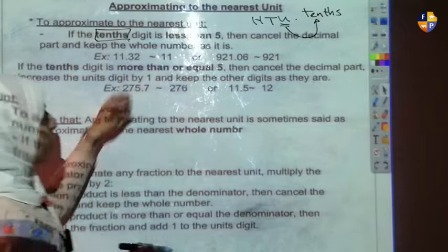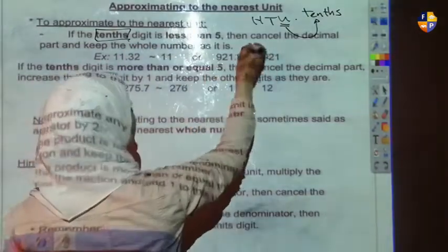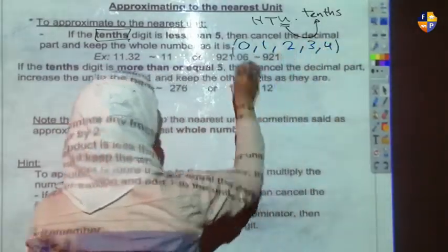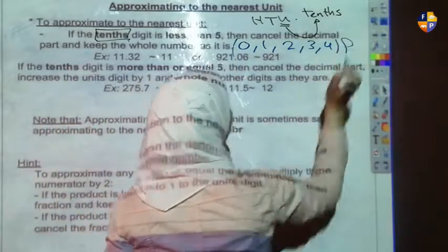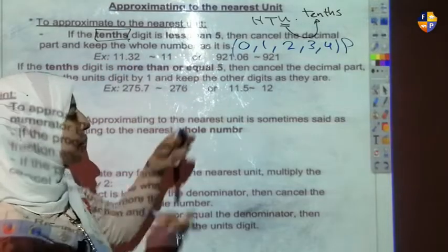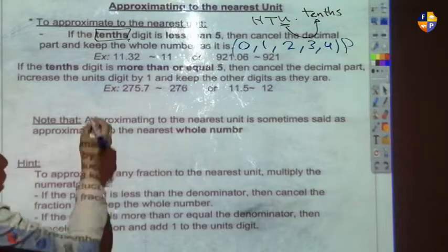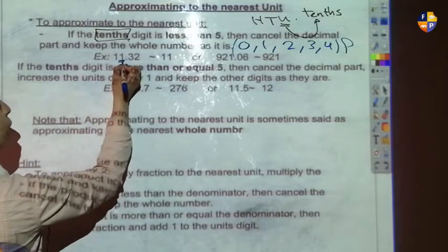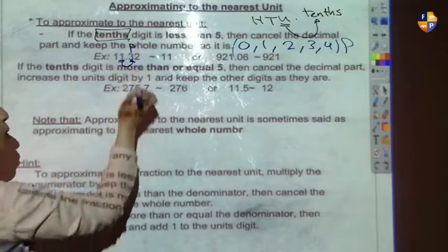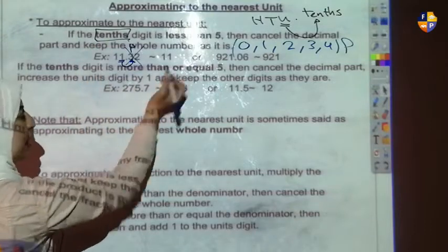And if it was less than 5, as 0, 1, 2, 3, 4, as we said, this group is poor. We will cancel the decimal part and keep the whole number as it is. Like this, 11.32. Underline the digit in units. Look at the digit in tenths. 3 is poor. So remove the decimal part and keep the whole number as it is, 11.